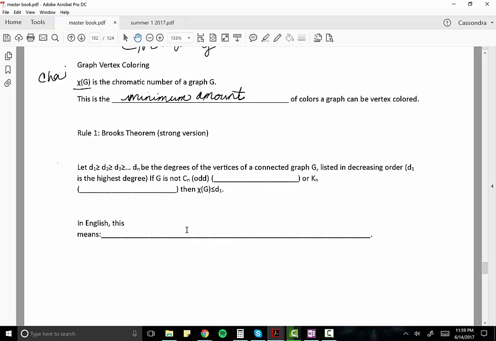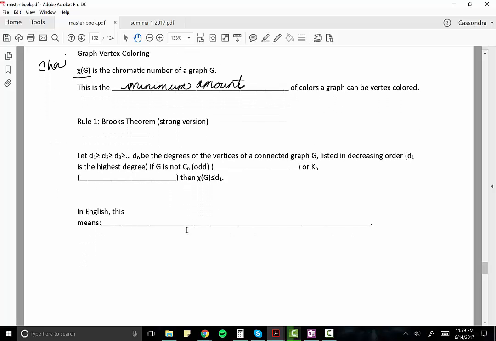Now, we have several versions of this theorem called Brooks' theorem, but we use the strong version. So let D1 be greater than or equal to D2, be greater than or equal to D3, be greater than or equal to Dn, be the degrees of the vertices of a connected graph G listed in decreasing order. So that means D1 is the highest degree.